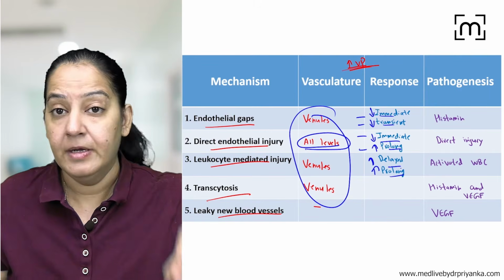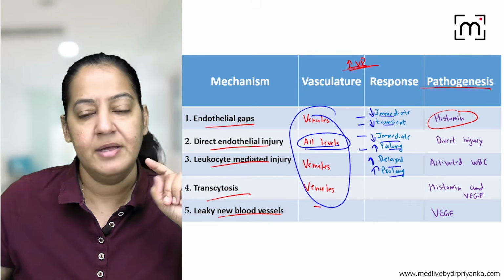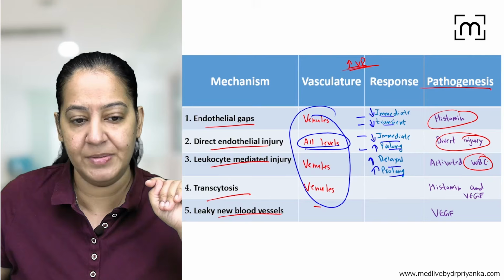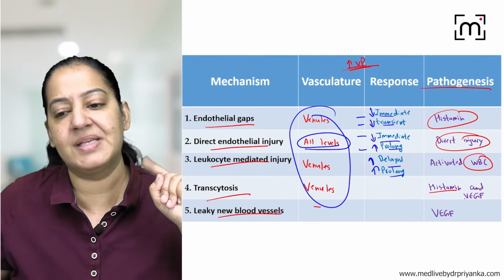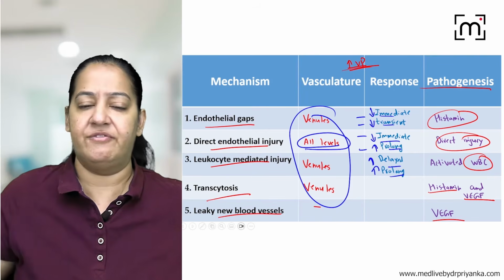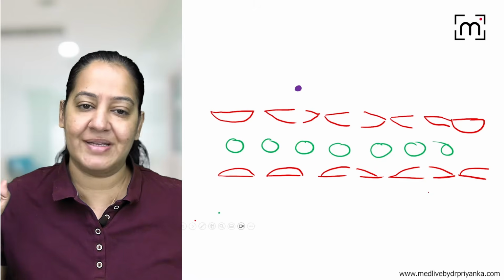And see the pathogenesis. So endothelial contraction is caused by histamine. The direct injury is caused by the injurious agent. Leukocyte mediated injury is caused by WBC. Transcytosis is caused by histamine and VEGF. And new blood vessel, the angiogenesis, is caused by VEGF. So this table is ultra important, the master table from the exam point of view.